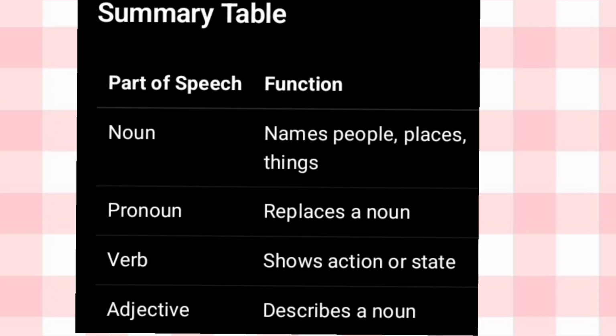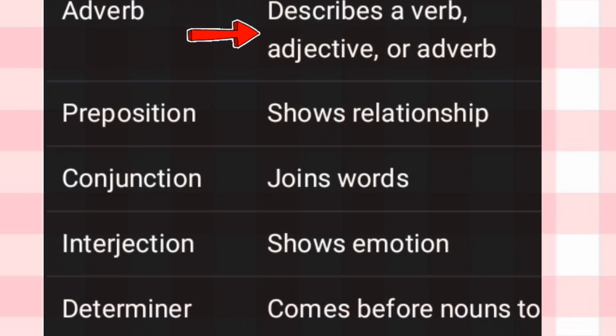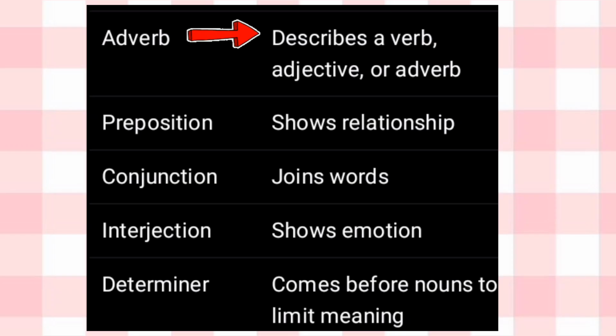Now, in summary, today we have learned about the nine parts of speech and their functions. We said that the noun names people, places, and things, while the pronoun replaces the noun. We also said that the verb shows an action and a state of being, and the adjective tells us more about the noun. Adverbs describe verbs, adjectives or adverbs, and prepositions show relationships. Conjunctions join words, while interjections show emotions. The determiners come before the noun and they limit the noun's meaning.